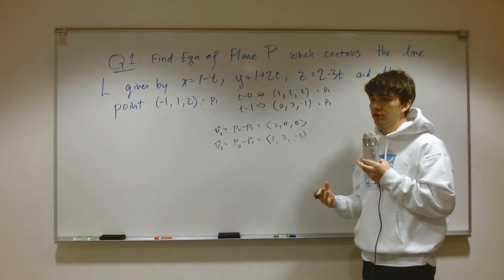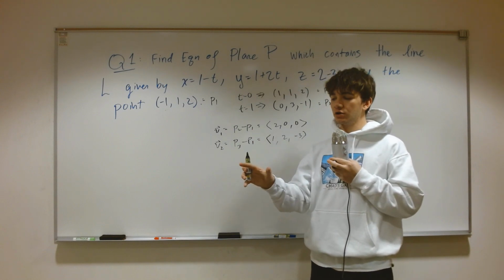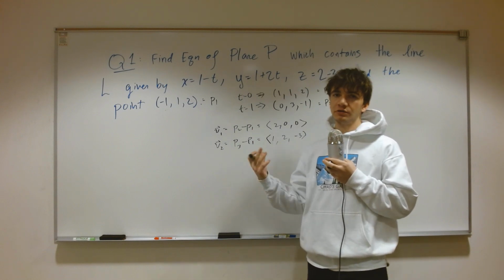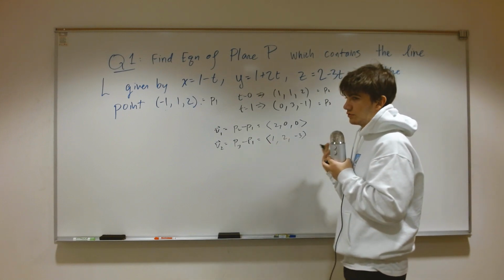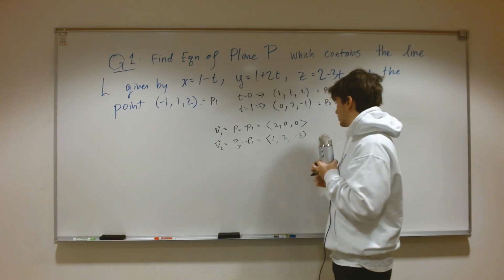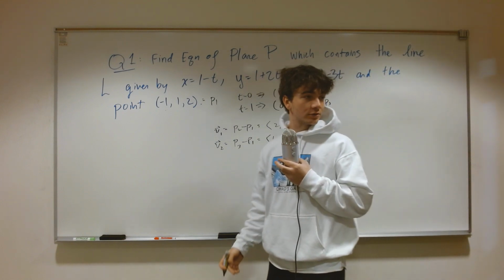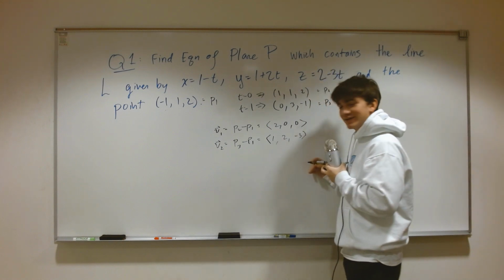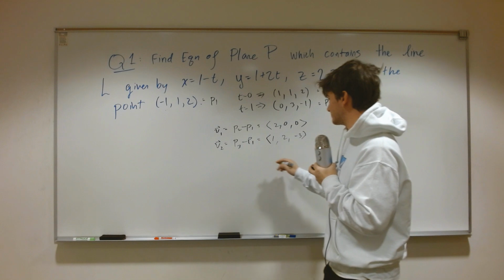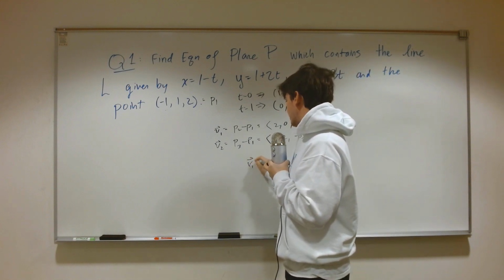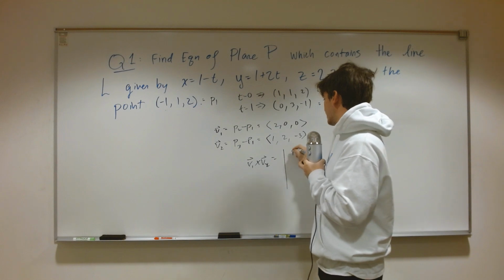And so now I know geometrically if I take their cross product, I'm going to get a vector that's orthogonal to both of their directions, and therefore it'll be orthogonal to the plane. And so we'll have our normal vector. Essentially, we're going to cross product these two vectors. So v1 cross v2.